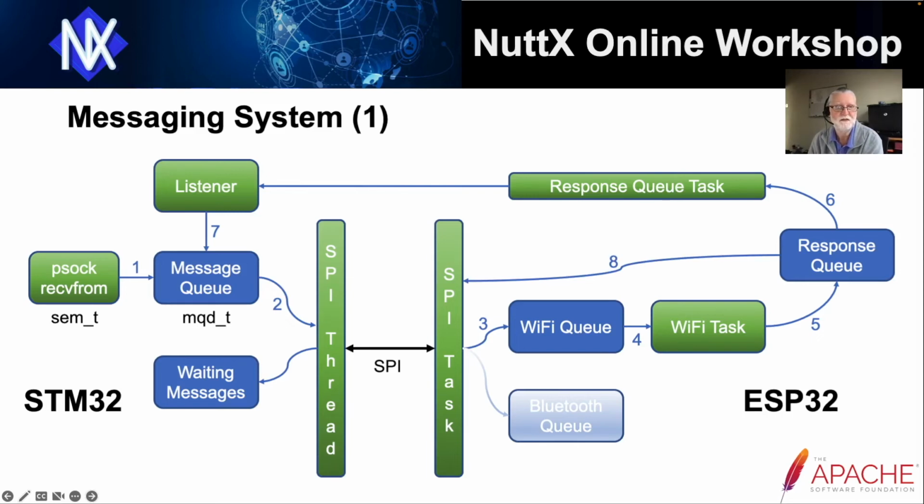and it retrieves the response from the response queue. So we've now completed the loop, as the STM can now get the response back. It can look up the response in the list of waiting messages, find out where the message request came from, and it can then put the response from the ESP into the original message and then trigger the semaphore, and that completes the loop back to the original PSOC received from request.